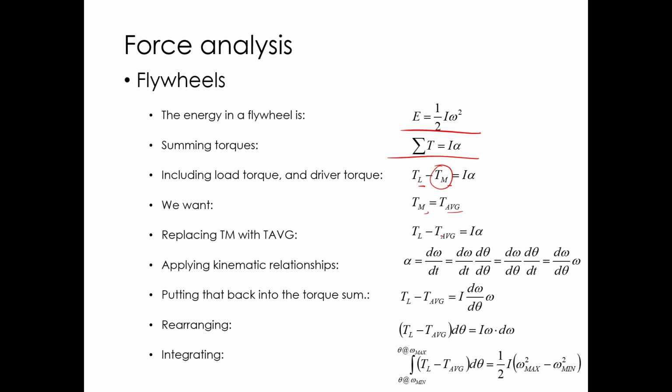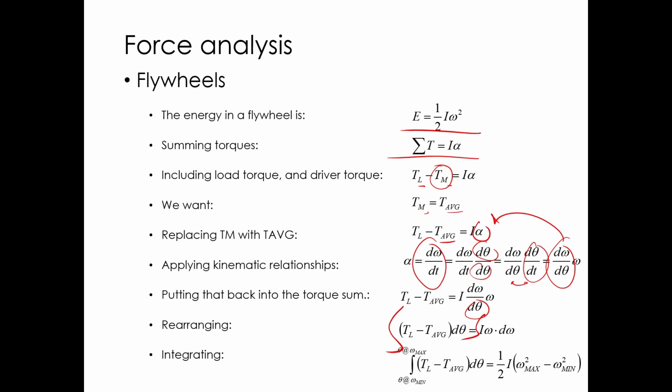So we're going to substitute T average in. We need to do a little bit of kinematics here. We're going to get rid of alpha. Since we're dealing with energy, we need to get this in terms of displacement. So alpha is d omega dt. We're going to multiply top and bottom by d theta. Note that d theta dt is omega, so we can replace alpha with d omega d theta times omega. We're going to replace that, and multiply both sides by d theta, separation of variables.